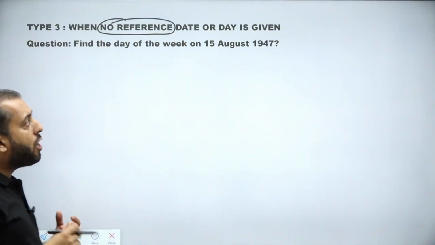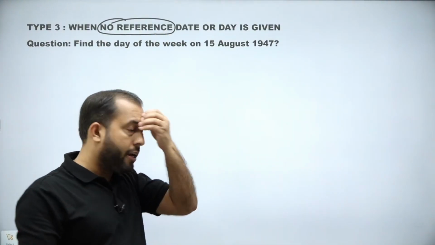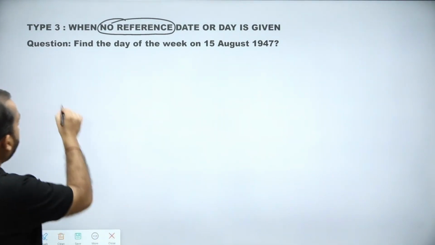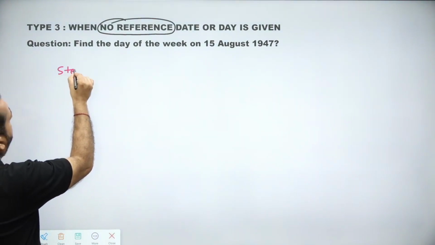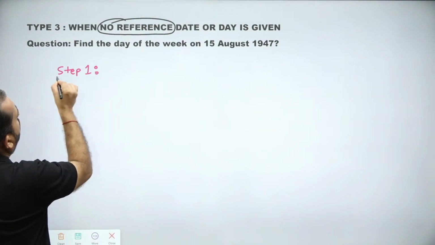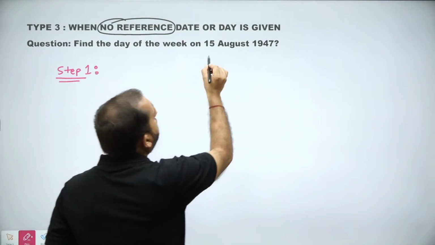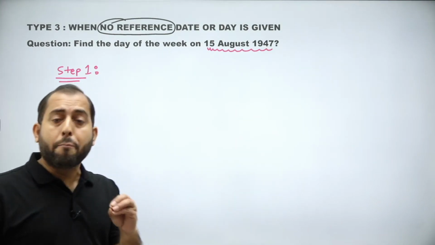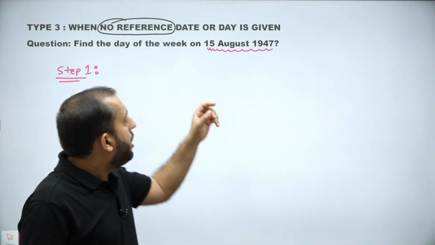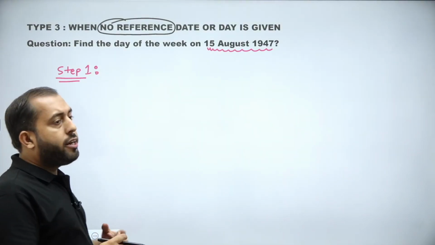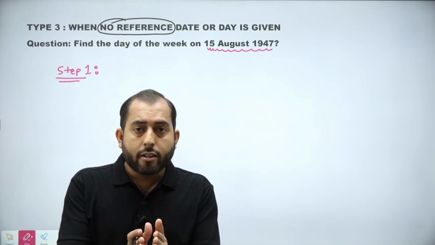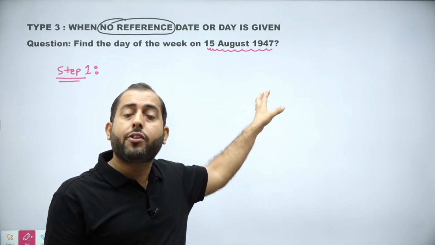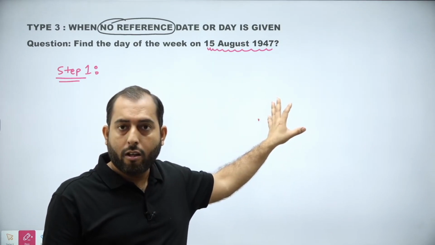Now, how to find out this day of the week? We'll divide this question into 4 steps. Step number 1: we will count all the odd days from the centuries completed. Kindly write it down. We will calculate all the odd days till centuries completed before the given date from the beginning.